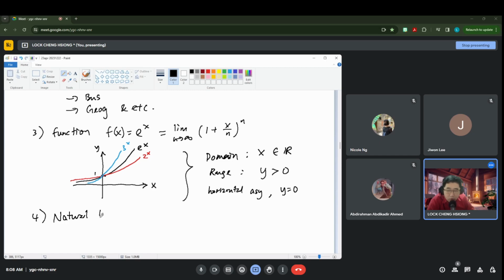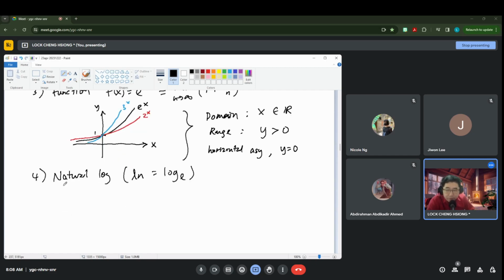Number 4, natural log. We call it LN. LN here means log base E. From rule 0 of the log rules, we say if a to the power x equals N, then log base a of N equals x.